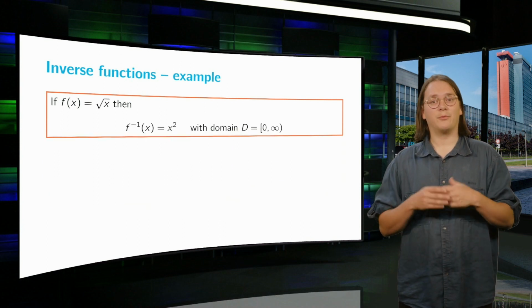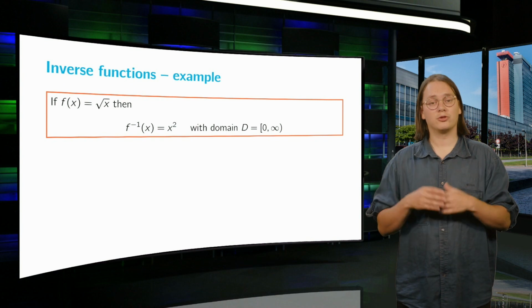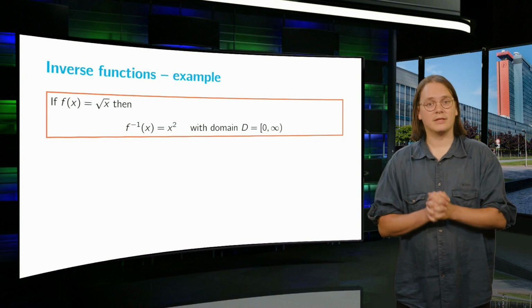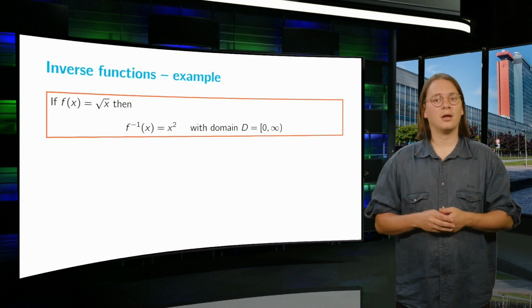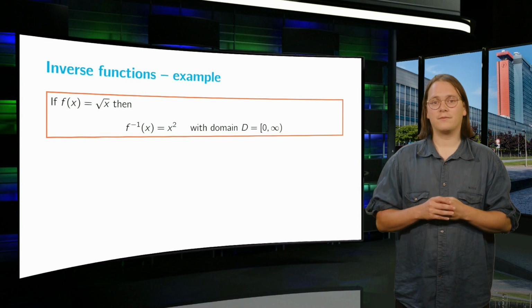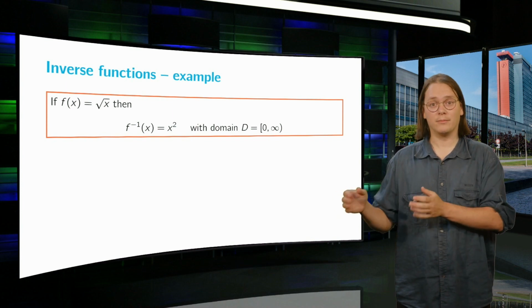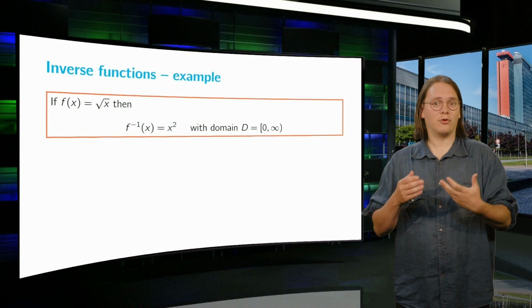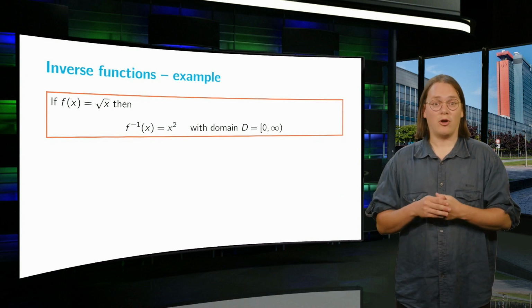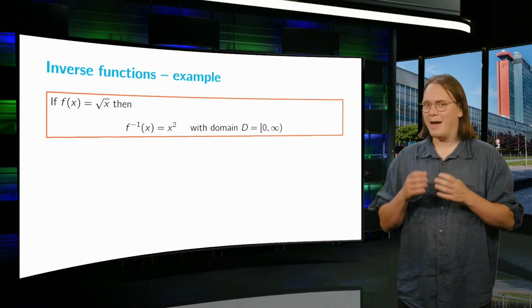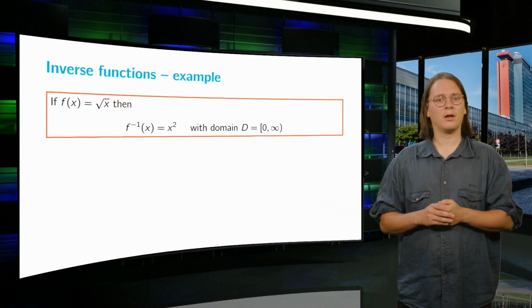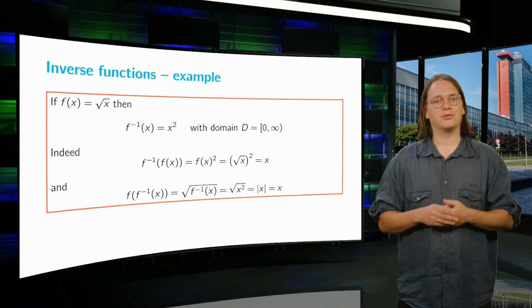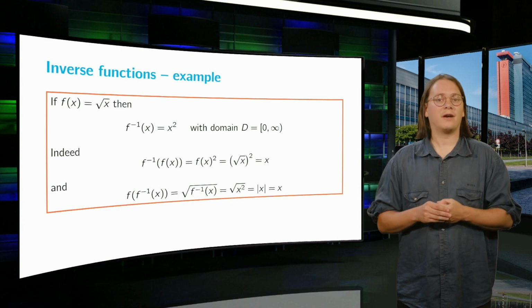Another example is if we consider the function f given by the formula square root of x. The inverse in this case is the function f inverse given by the formula x squared. Note, however, that since the range of the square root is all non-negative numbers, we also need that the domain of the inverse is only the non-negative numbers, even though the maximal domain corresponding to the formula x squared is actually larger.